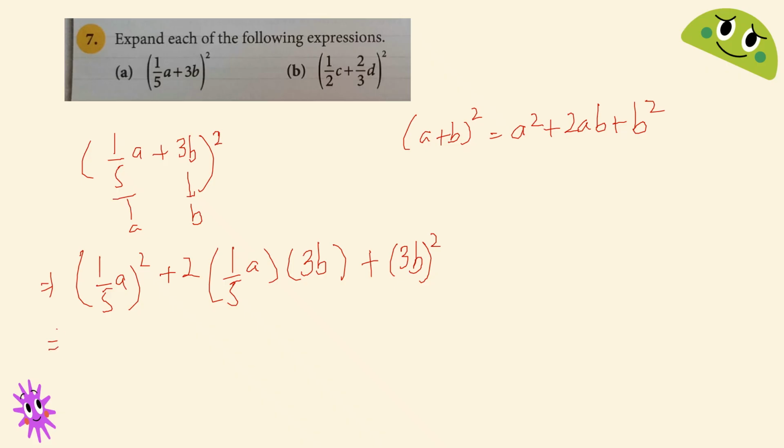That is b square. Now you can see that 1 square is gonna give you 1, and a square is gonna give you a square. So I will be writing a square here, and then what is 5 square? That means you have to square the numbers in the numerator as well as the numbers in the denominator. You have to square both the numbers. Now 5 square is gonna give you 25, because 5 multiplied by 5 is 25. Now multiply the numbers in the numerator, that is 2 multiplied by 1 is 2, and 2 multiplied by 3 is 6.